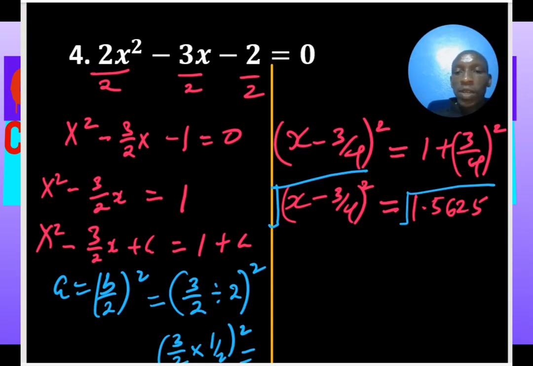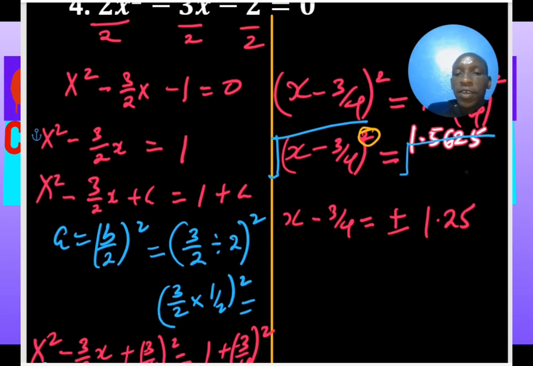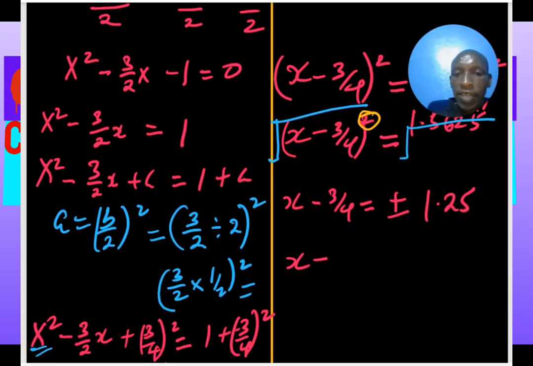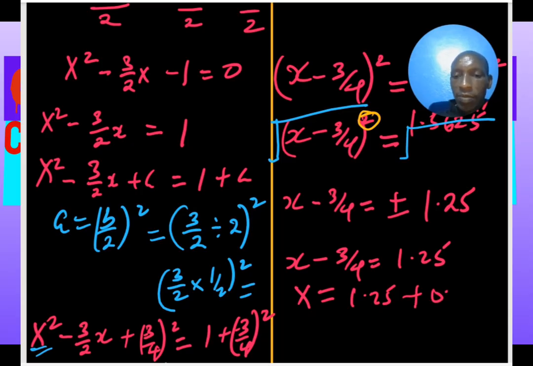The square root will remove the square here. On the left side, we are left with x minus 3 over 4 is equal to plus or minus 1.25. So therefore, x minus 3 over 4 is equal to 1.25. That means x is equal to 1.25 plus 3 over 4, which is same as 0.75, and that one gives us x is equal to 2.